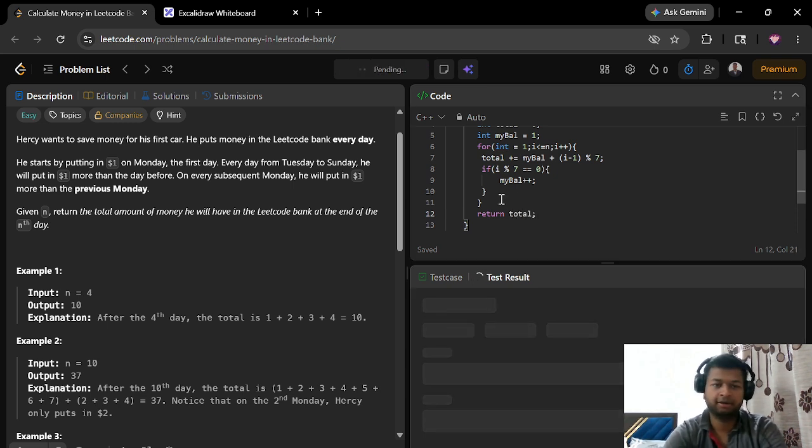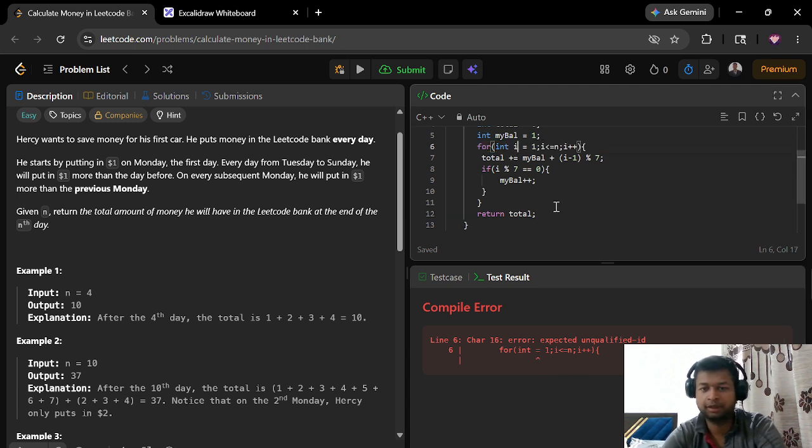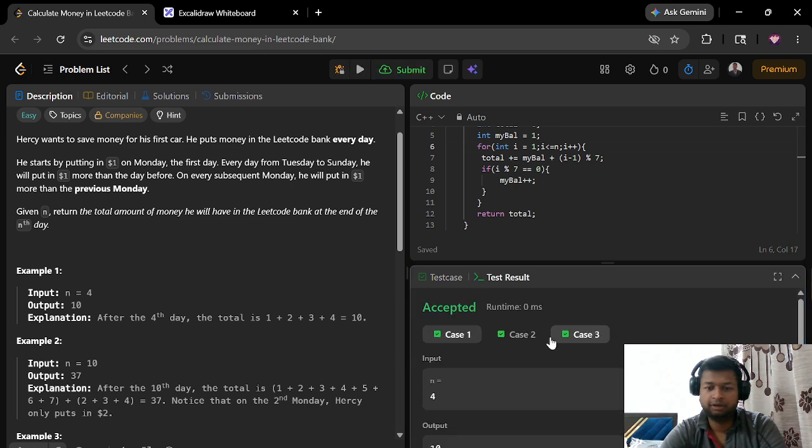Now let's test and run this. Okay, internet is slow, that's why it is taking time. Okay, it is saying some error. Okay, I forgot to put here I. Now let's test it. Okay, all the 3 test cases are passed here. Now let's submit and check the results.